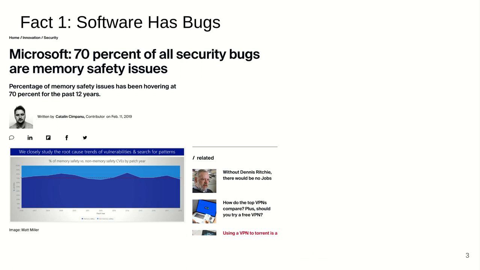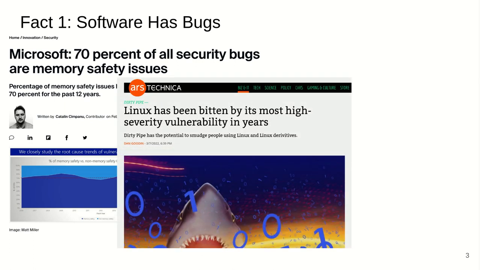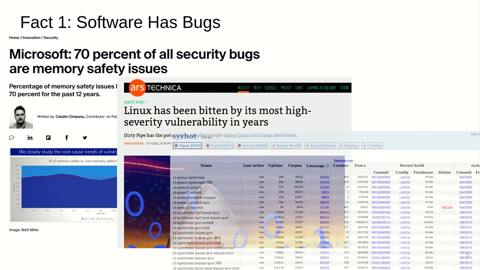A basic fact of life is that software has bugs, and software has a lot of bugs. As mentioned by Microsoft, 70% of all security bugs are memory safety issues. So these are low-level bugs that are present in systems code. And similarly, on Linux, bugs are pretty frequent and show up in all the different places.